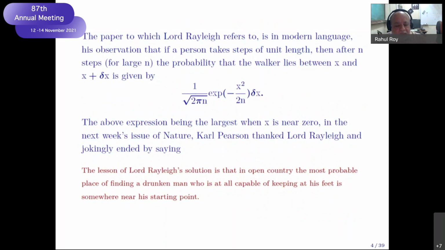So here, Lord Rayleigh refers to this paper, in modern language. He actually gives an answer to Carl Pearson, and his observation is that if a person takes steps of unit length, then after n steps for large n, the probability that the walker lies between x and x plus delta x is given by a normal density. This is exactly what Mustansir Burma had in one of his first slides. As you can see, this density is maximized when x is near 0. So in the next issue of Nature, Carl Pearson thanks Lord Rayleigh and jokingly ended by saying that the lesson of Lord Rayleigh's solution is that in open country, the most probable place of finding a drunken man who is at all capable of keeping at his feet is somewhere near his starting point.